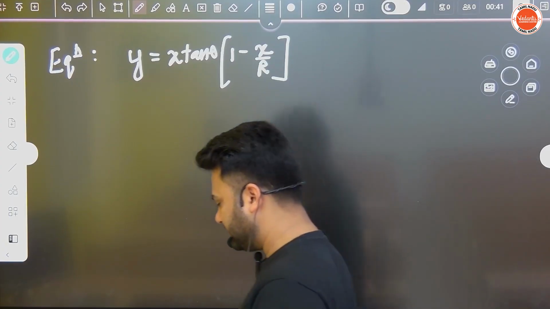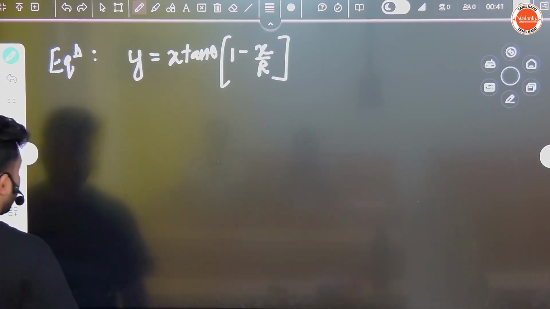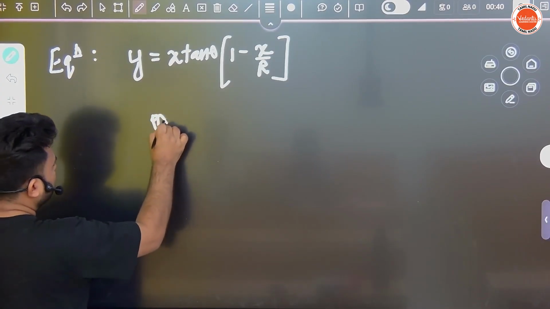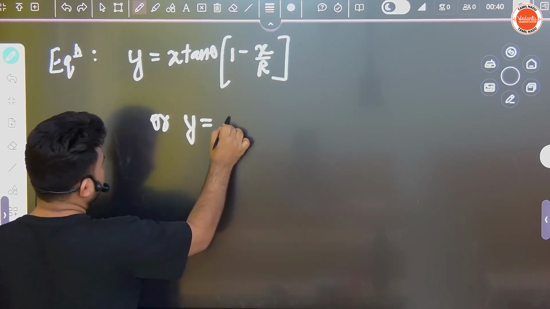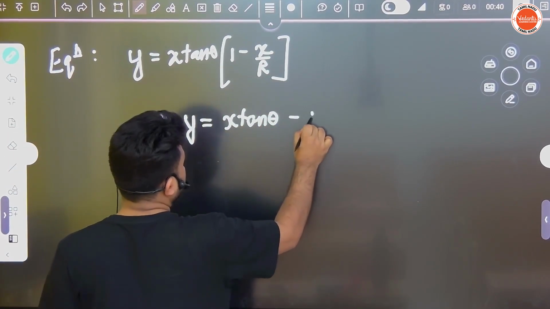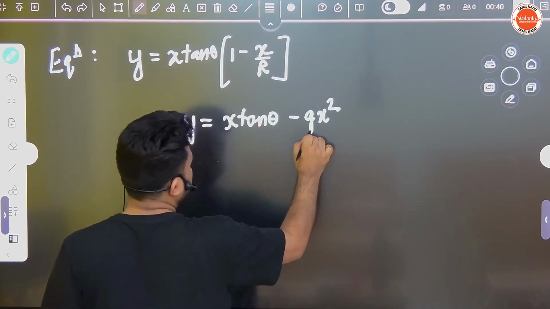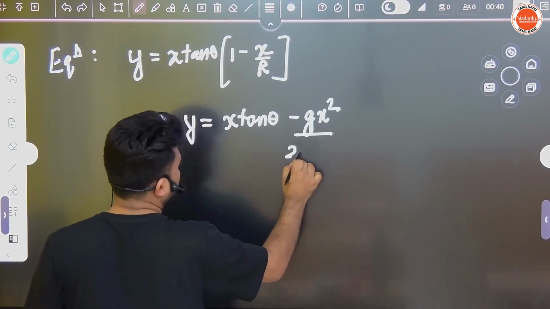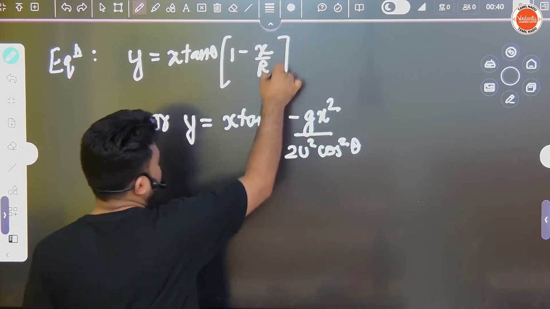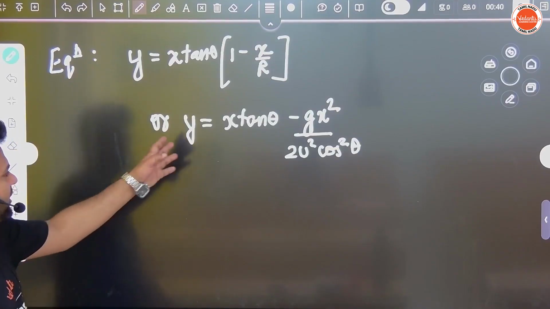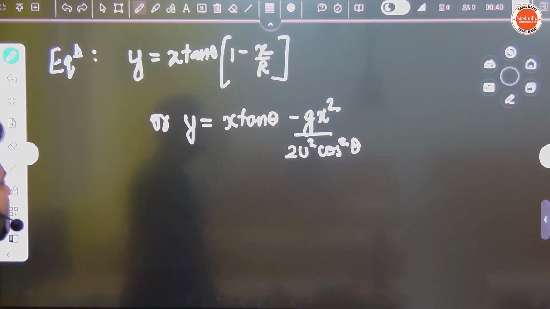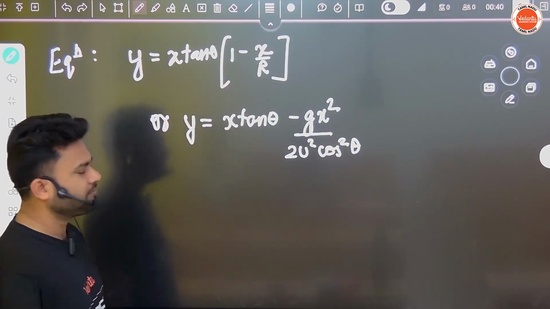Correct? You must have seen it like this also. y equals x tan theta minus g x square by 2u square cos square theta. This can be written like this also. y equals x tan theta minus g x square divided by 2u square cos square theta. This is the equation of projectile.